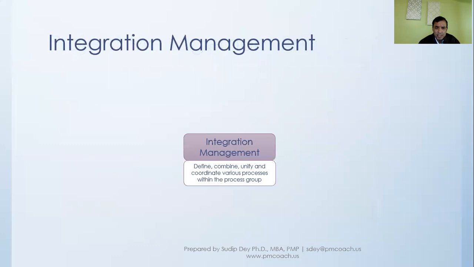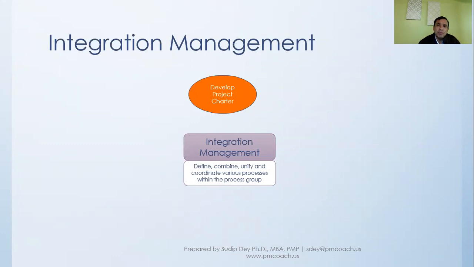Now, integration management, as we have already alluded, is about defining, combining, unifying, and coordinating various processes within the process groups. So in each of the process groups, as you have seen, there are many different processes in each of the knowledge areas. And when we say knowledge areas, this is a skill set required to do the process. And in integration, we bring them together to take our project forward.